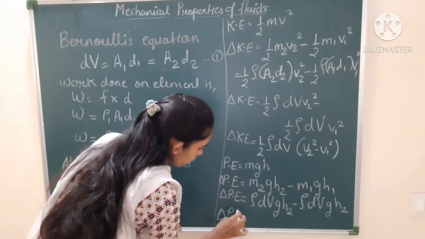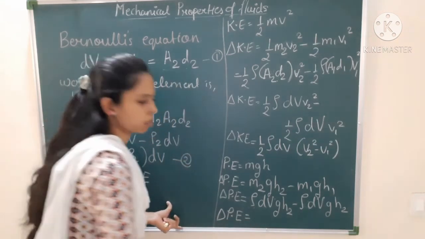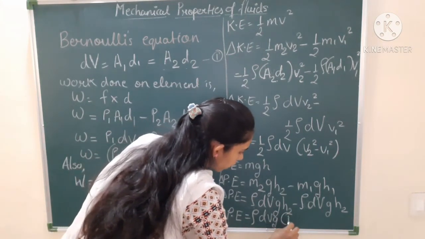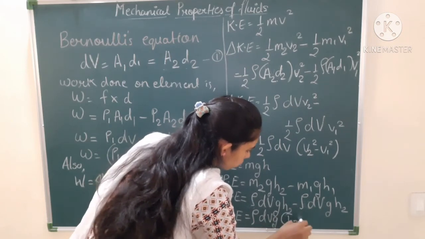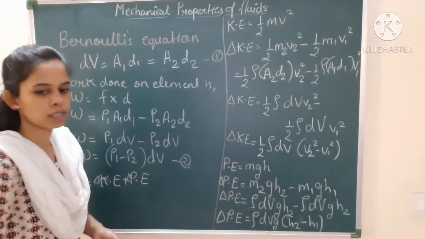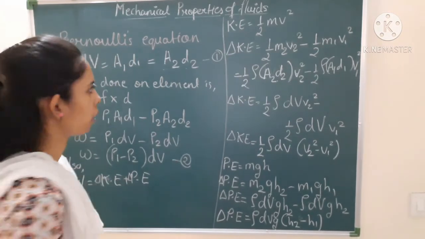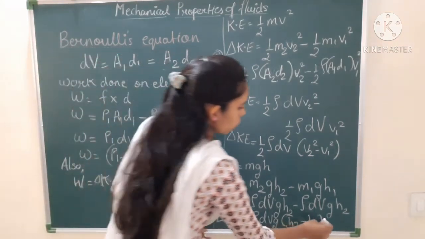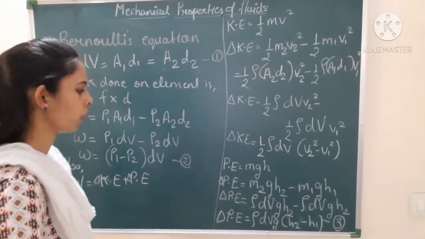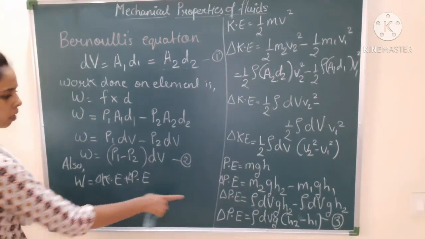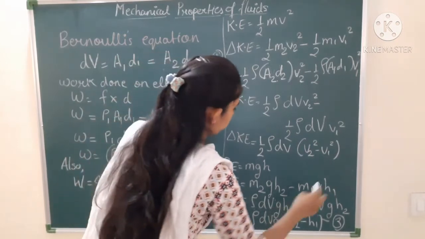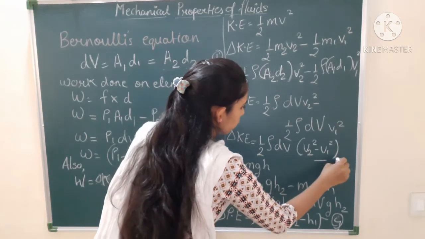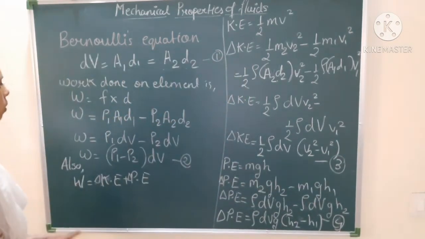So what we get, potential energy is equal to, the common terms will be rho dV g into bracket h2 minus h1. So this is the formula for potential energy. Now we are going to use the second equation and equation number 3, and equate them. Let us say that this is equation number 4 and this is equation number 3. Let me clear this.